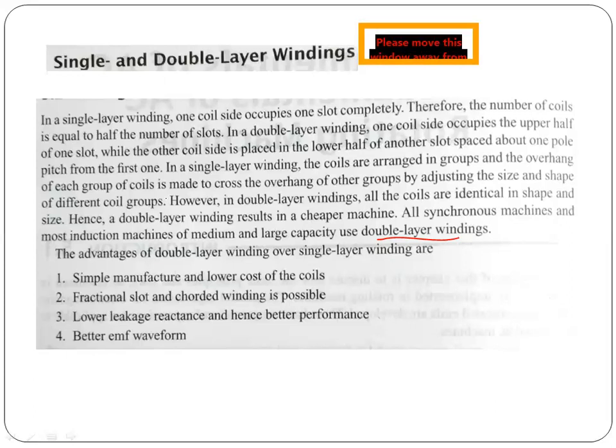First, simple to manufacture and lower cost of the coils. Secondly, fractional slot and chorded winding is possible. Thirdly, lower leakage reactance and hence better performance. And fourthly, better EMF waveform. So these are the main points we have to remember in the case of single and double layer windings.